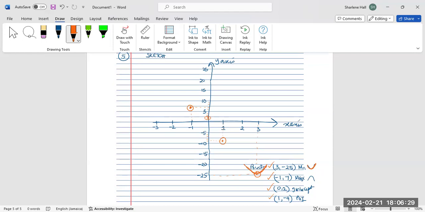And the -1, 7 is the maximum, so it turns down. This better turn down. And then the y-intercept is 0, 2, so it must cut right here. So it will come down. Okay, my hand is shaky. So in essence, that's what the graph looks like. It must pass through that one, and it's going to come through here.